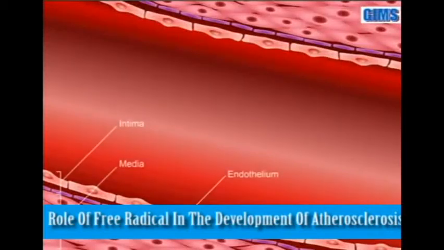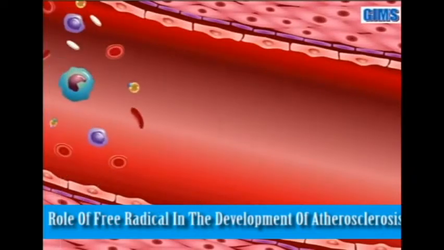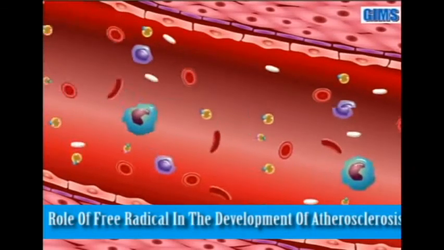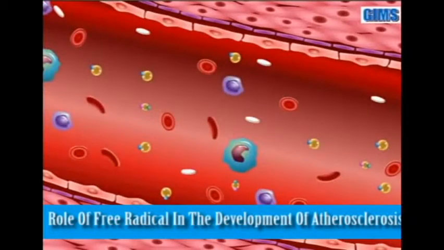This is a section of an artery showing endothelial lining and internal elastic lamina and underlying smooth muscle cells. The bloodstream maintains erythrocytes, leukocytes, platelets, and lipoproteins in contact with the arterial wall.